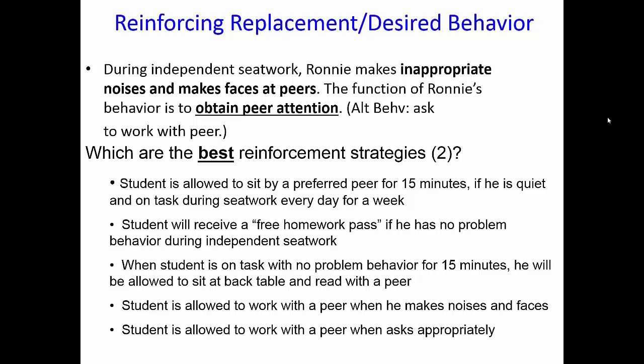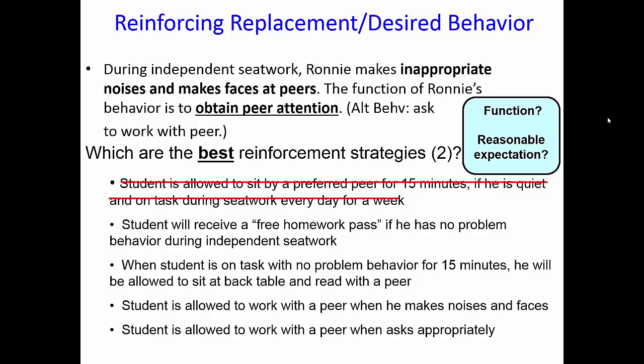Okay, so student is allowed to sit by a preferred peer for 15 minutes if he is quiet and on task during seat work every day for a week. So sitting by a peer that gets attention. If he's quiet for the whole entire week, is that reasonable? No, right? So we're going to get rid of that one. All right, student will receive a free homework pass if he has no problem behavior during independent seat work. Well, what's the function of his behavior? Get peer attention. We're giving him a homework pass. Doesn't quite match, right? So we're moving on.